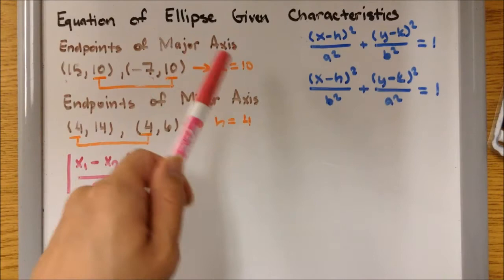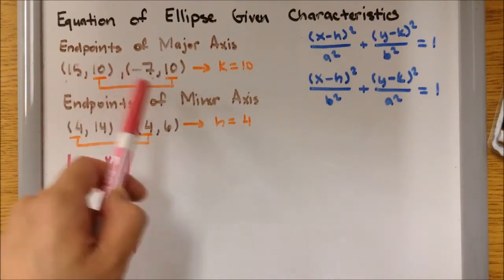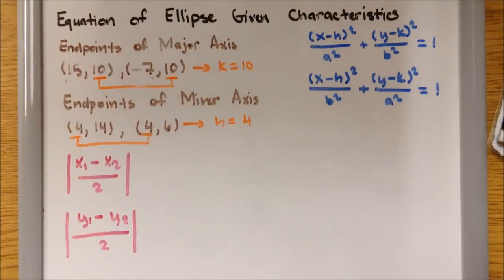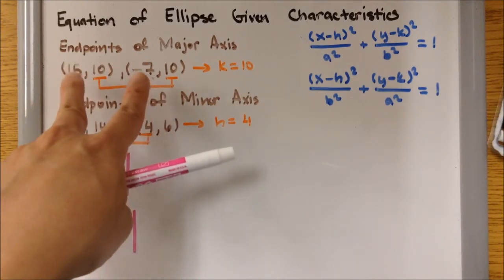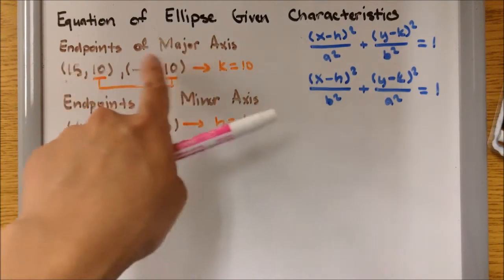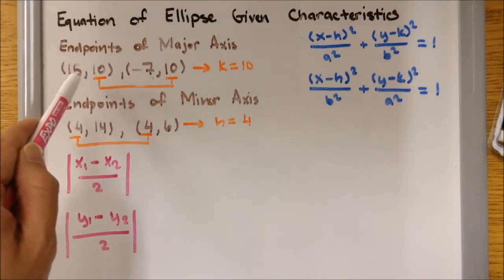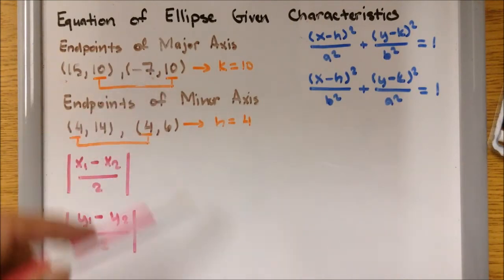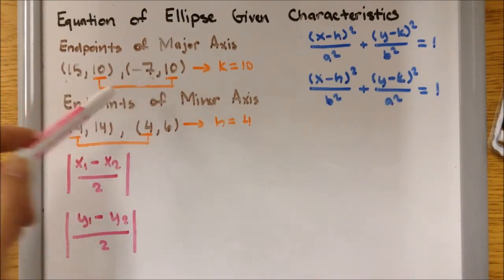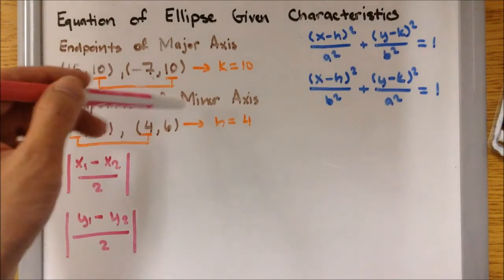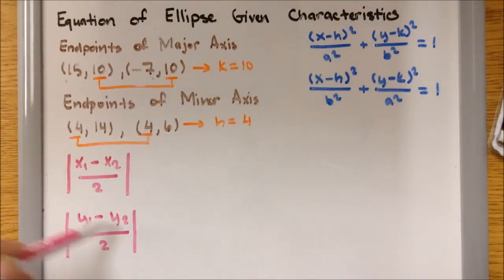So for the major axis, our x values are different, so I would use this. Keep in mind that sometimes you can have the same x values but different y values for the major axis. So for the major axis, you can have different x values or different y values. But in this example, we have different x values, so I'm going to use this. For the minor axis, we have different y values, so we're going to use this. But it could be reversed in a different example or problem.